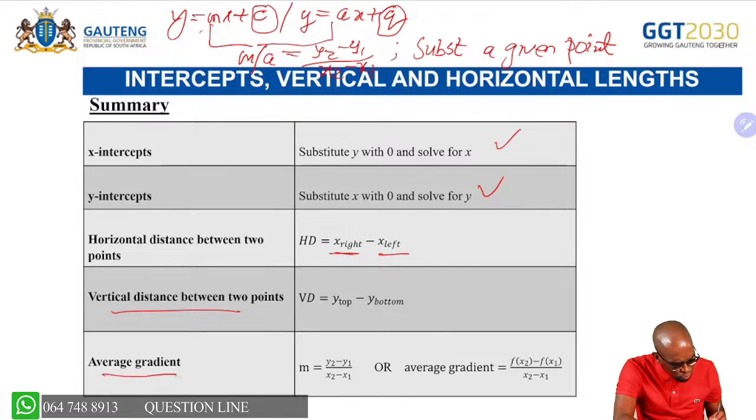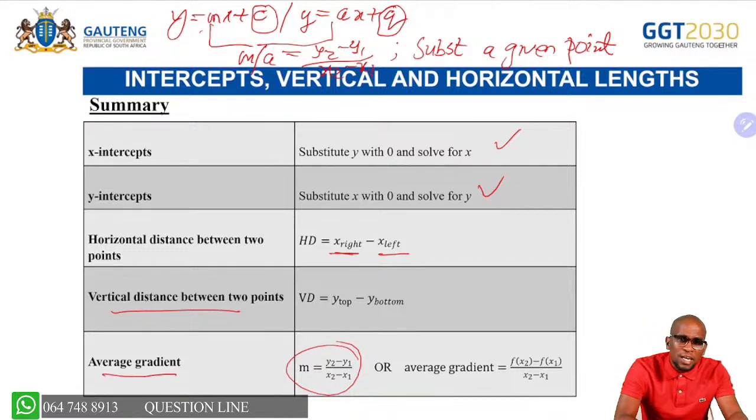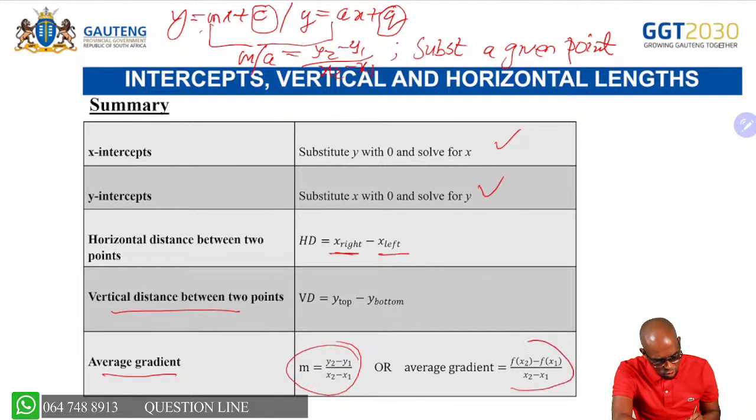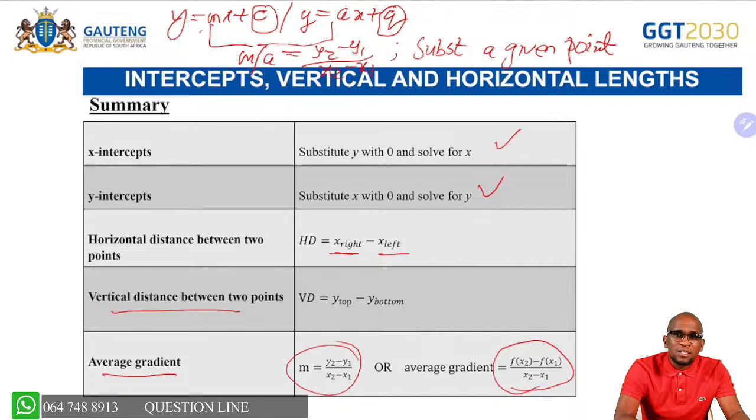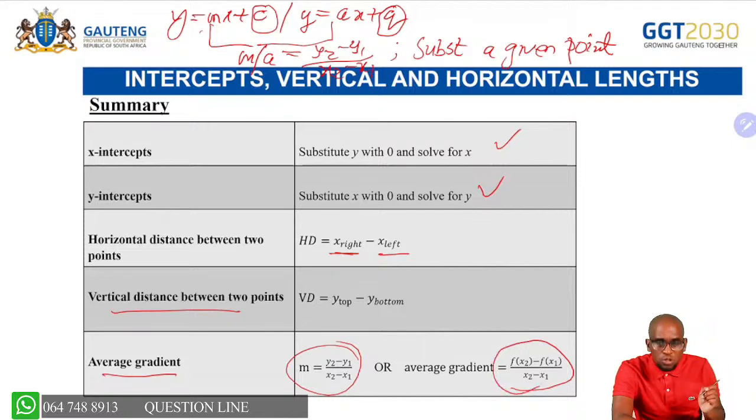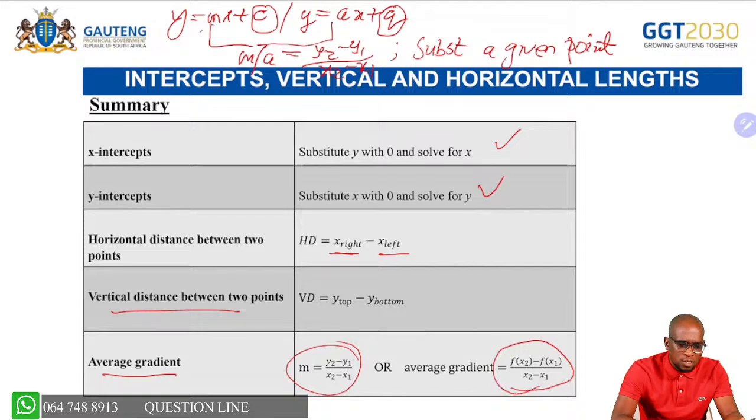So to find the average gradient, I did actually write down the formula there. It is in the formula sheet. It is y2 minus y1 over x2 minus x1. It can also be determined in functional notation: f of x2 minus f of x1 over x2 minus x1. Remember, f of x2 is y when x is equal to x2, and f of x1 is y when x is equal to x1.